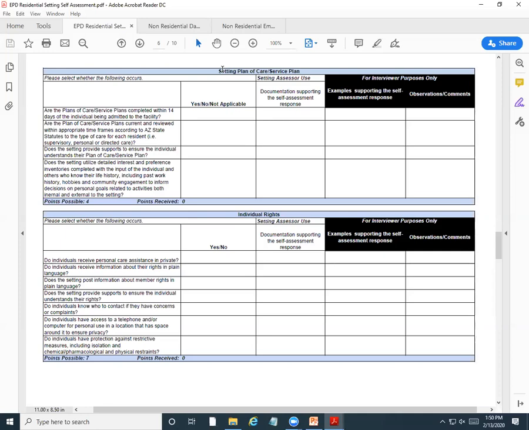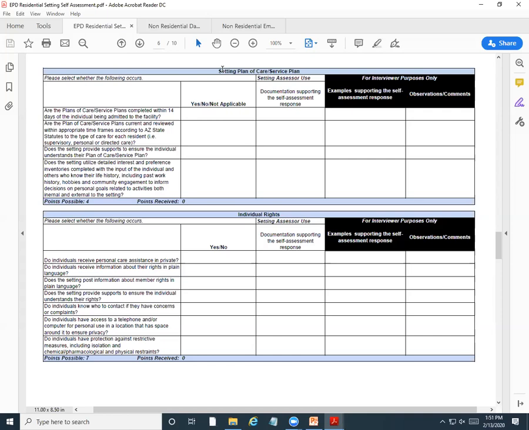Do individuals receive personal care assistance in private? Do individuals receive information about their rights in plain language? Does the setting post information about member rights in plain language? Does the setting provide supports to ensure that individuals understand their rights? Do individuals know who to contact if they have concerns or complaints?